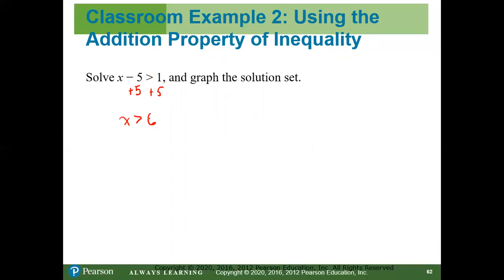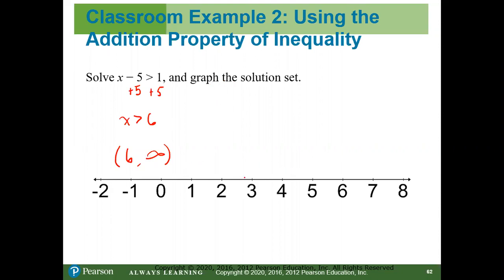Since x is greater than 6, we know that we're going to use a parenthesis at 6 because 6 is the minimum value, and it is heading all the way to infinity. So I've come up with the interval, even though it said I didn't have to. And then I'm going to graph the solution. So x is greater than 6 is a parenthesis here at 6, and it's going in that direction.